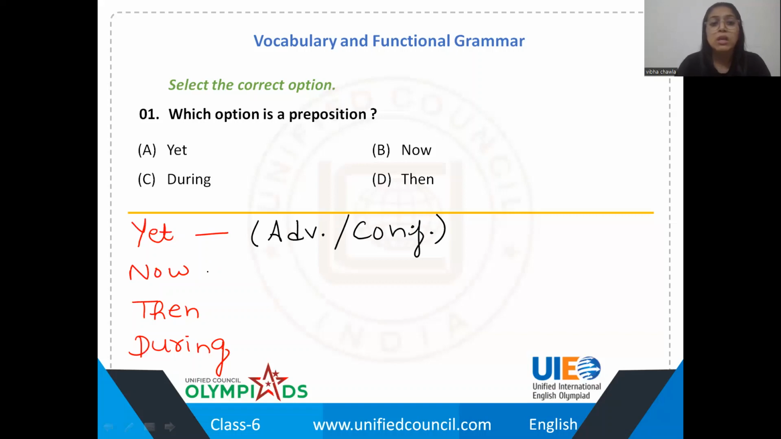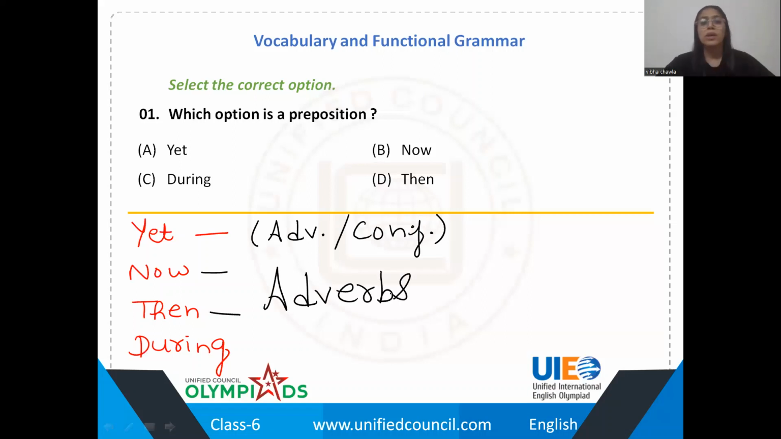If I talk about now and then, both these words are also adverbs. For example, where are you living now? So now is an adverb. Then is also an adverb. For instance, life was harder then because neither of us had a job. You see, yet, now, then. All these three words are adverbs, and yet is a conjunction also.